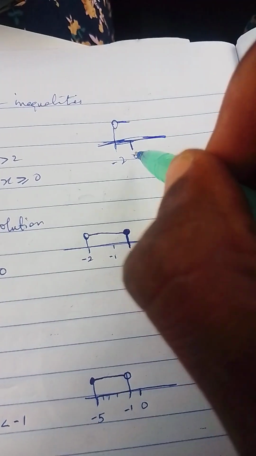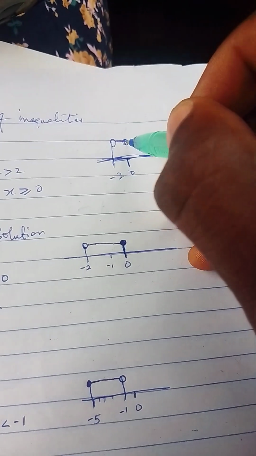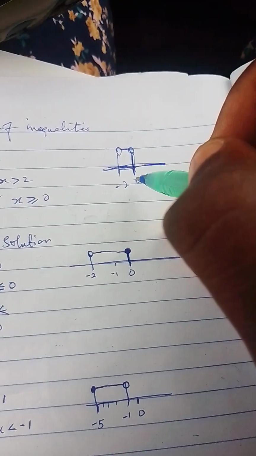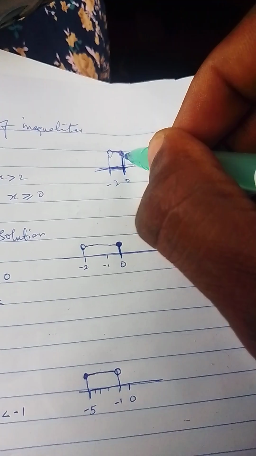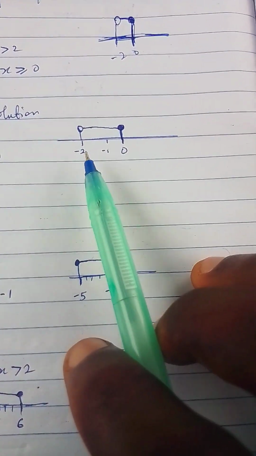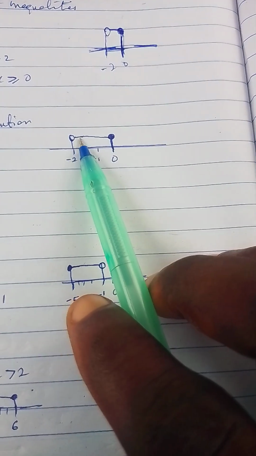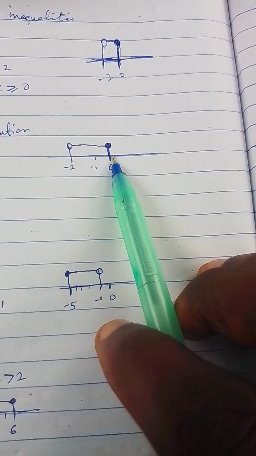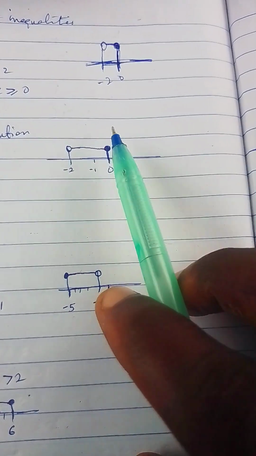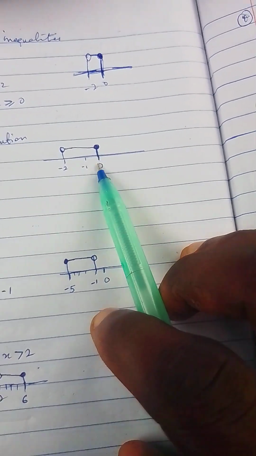Then the second one is x is less than or equal to 0. So this is 0. That means it's going to be like this. Do you get that? So I have to shade this second one because it is equal to, that's why I have my answer here. So x is greater than minus 2 but less than or equal to 0. That's what I have here.